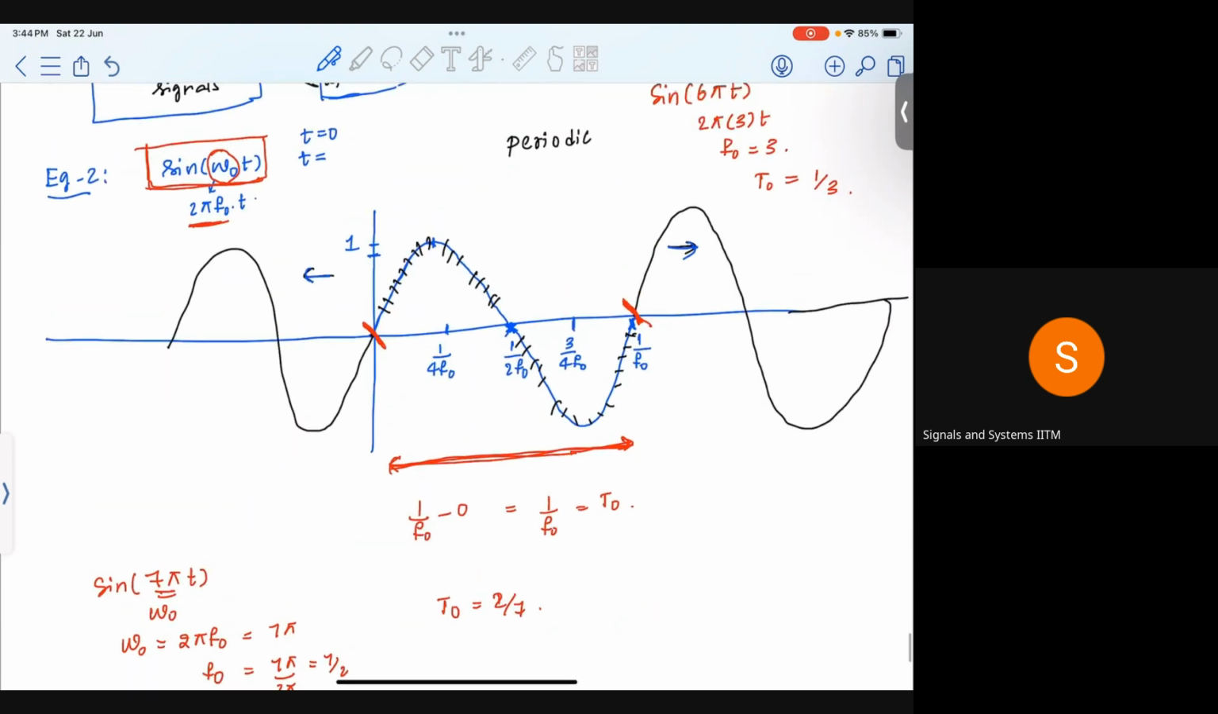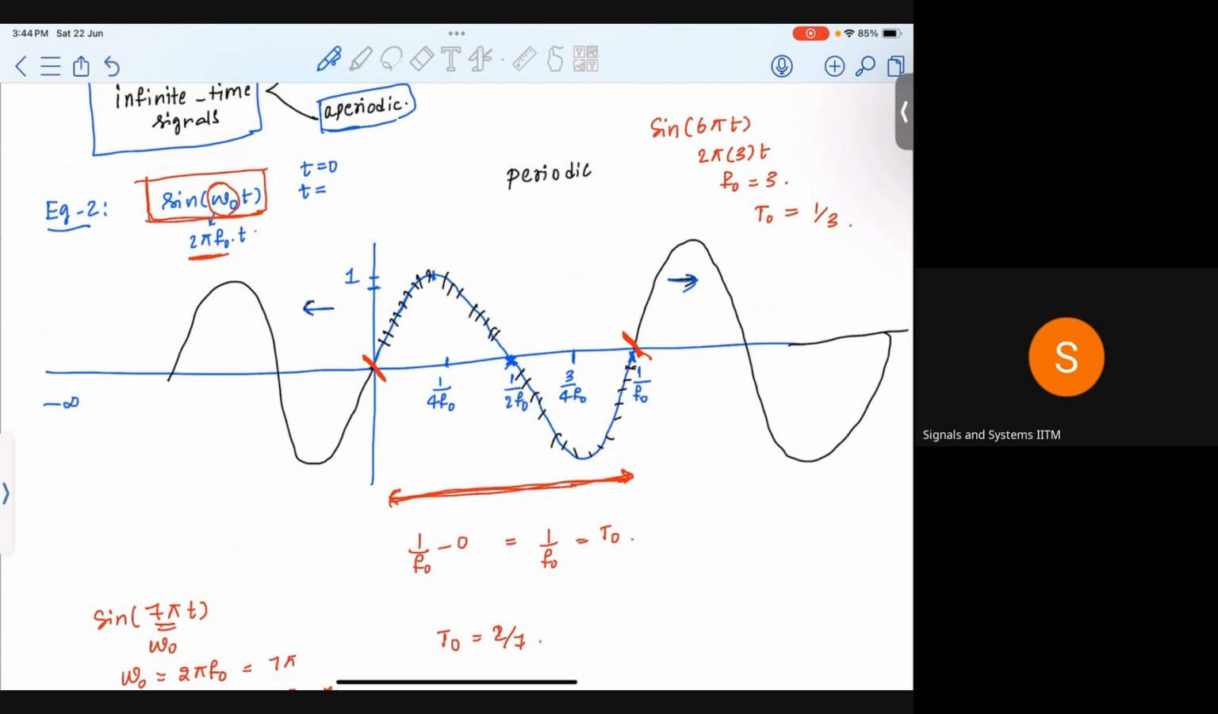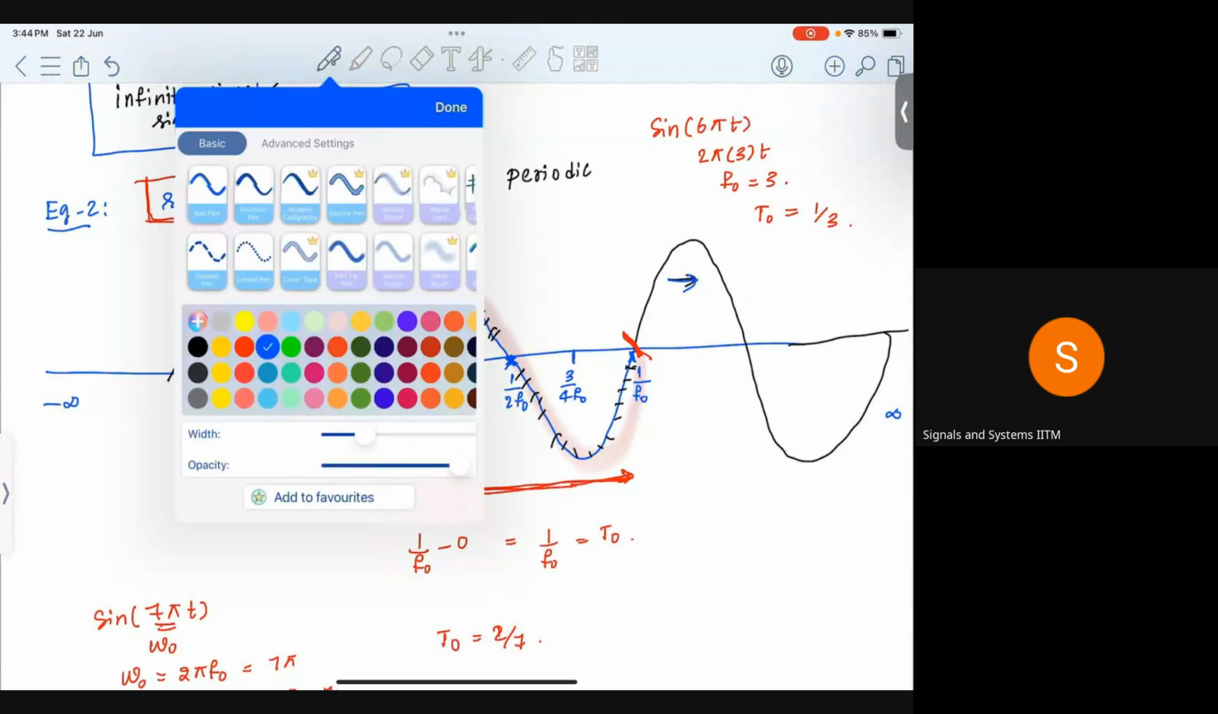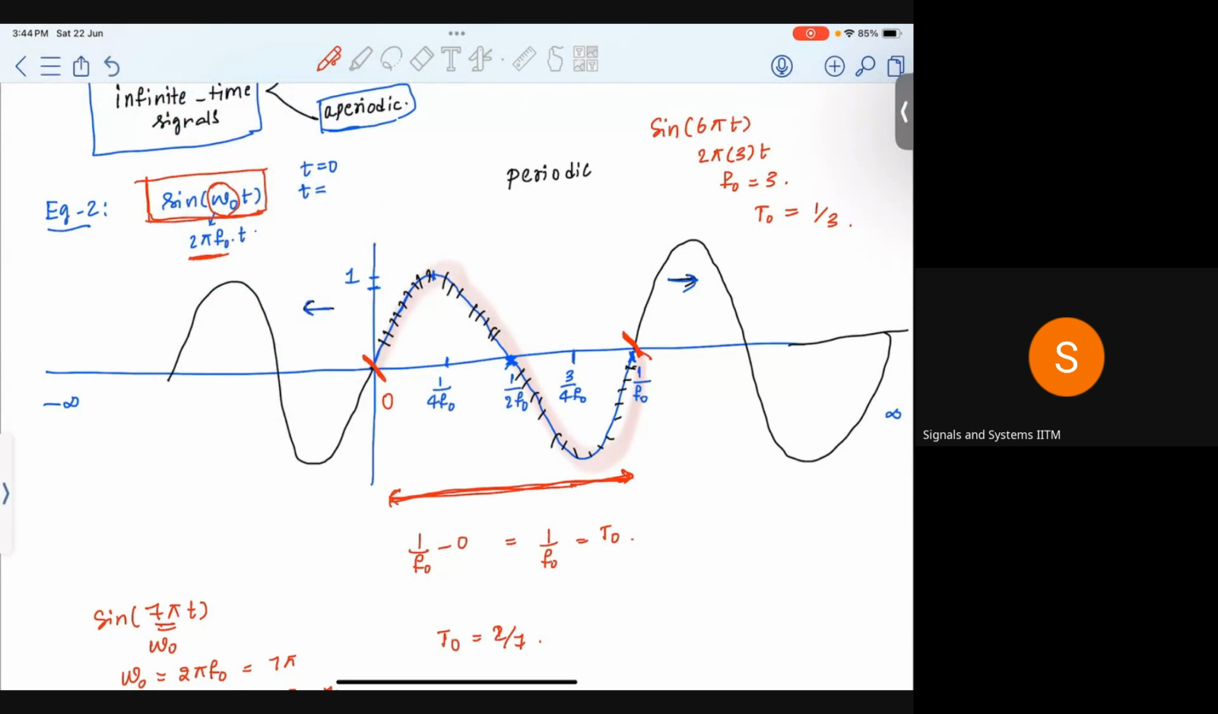But if there is a signal from minus infinity to infinity, and there is a part of the signal that keeps on repeating even towards the left and even towards the right, then such signals are known as periodic signals. The fundamental period of the signal is the time period of the constant part which keeps repeating across minus infinity to infinity. For example, in sine omega naught t, the constant part is in between 0 and 1 by f naught, and hence the period of the signal is 1 by f naught minus 0, which is 1 by f naught.